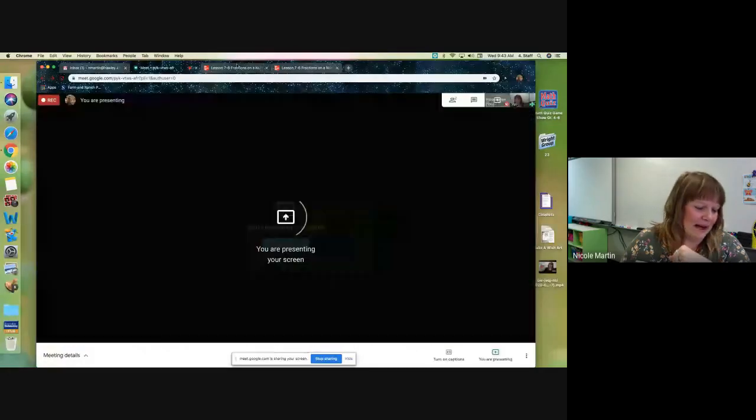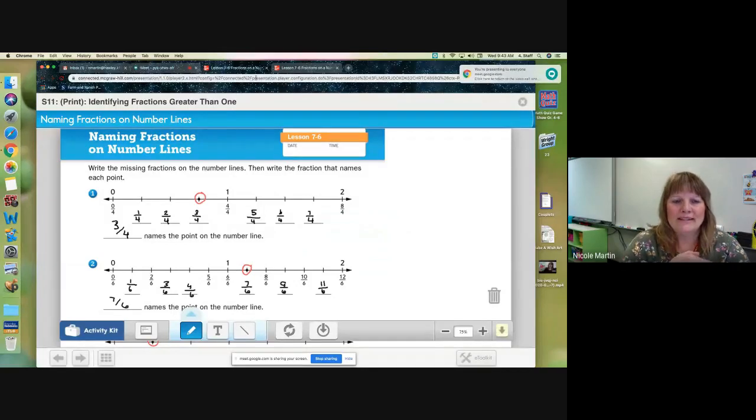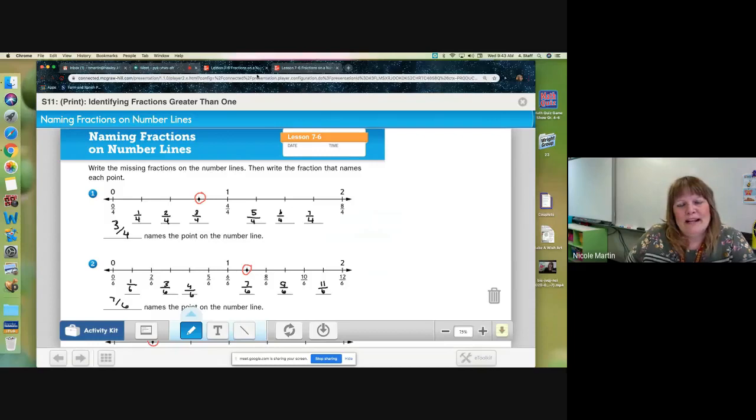So if you don't have your math boxes, go ahead and grab those. And we're going to start on page 233. I know you did this yesterday, so I'm just going to get this into present mode. In a second, you're going to see Math Journal page 233. We did this one yesterday, so I just want to point out a couple things.